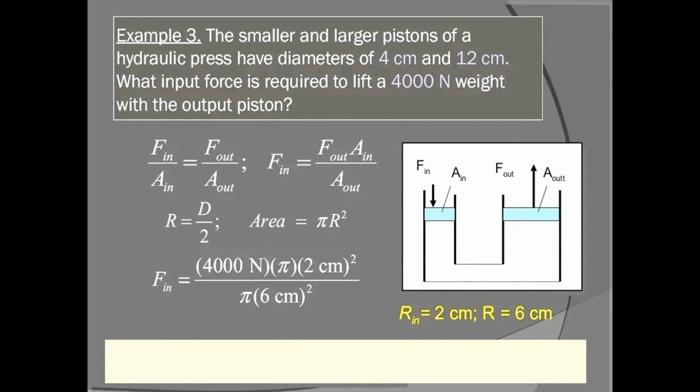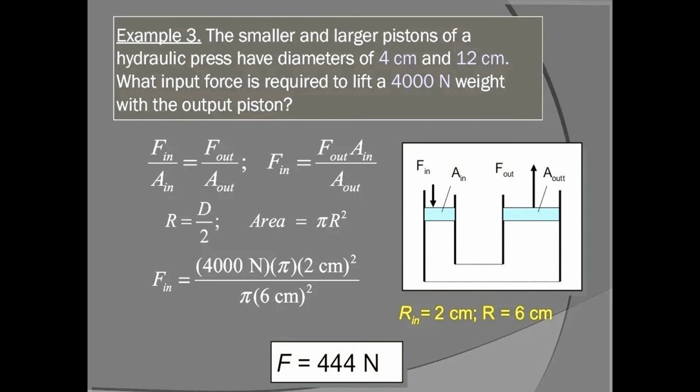So 4,000 Newton is the weight to be lifted, and the area of the piston on the input side is pi r squared, that is pi times 2 centimeters squared, all over the cross-sectional area of the pressure on the output side, that is pi times 6 squared. So therefore, the required force to lift the 4,000 Newton is equivalent to 444 Newtons.